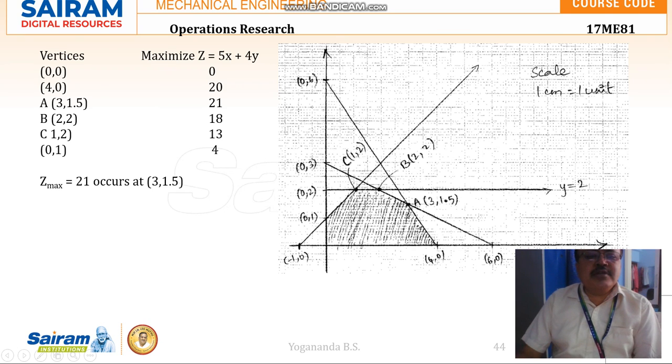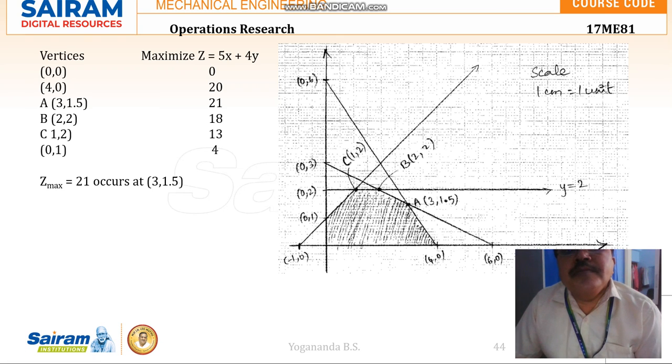Out of this, z is maximum, that is 21, which occurs at A, that is 3, 1.5. So that is the optimum solution which maximizes my z. Thank you, friends.